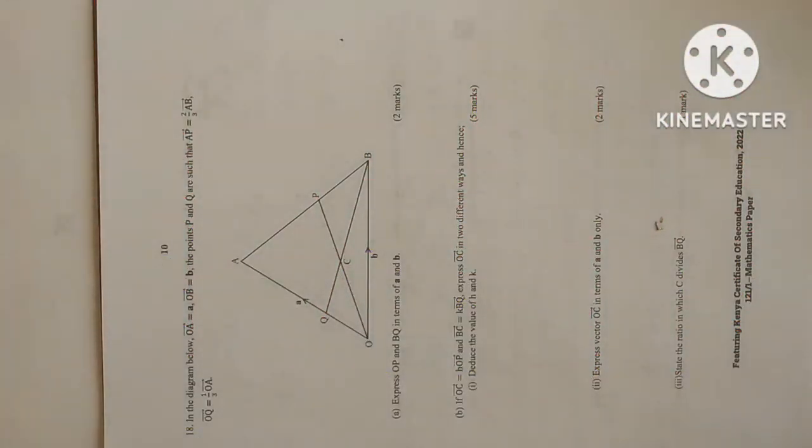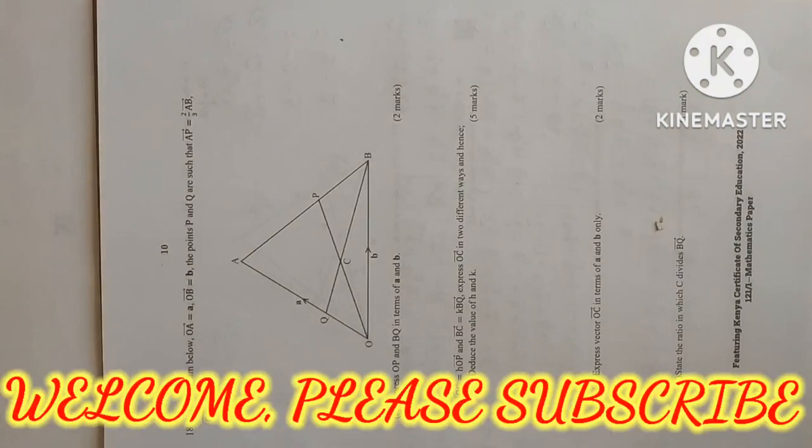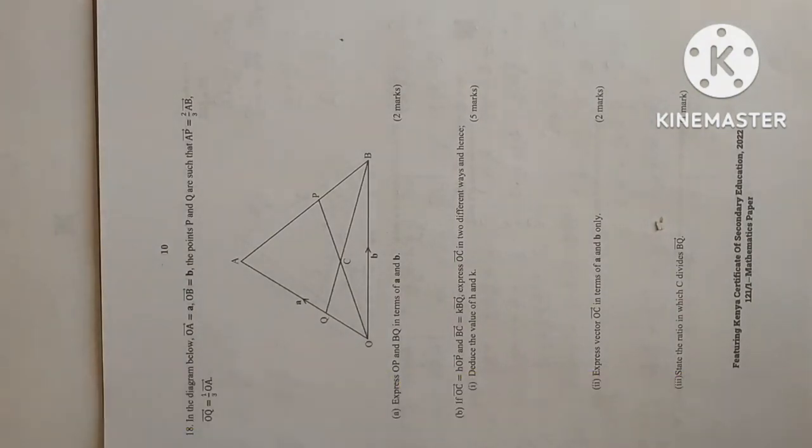Today we are predicting the question on vectors for Form 3 work. Our question of the day reads: in the diagram below, vector OA is equivalent to vector A, vector OB is equivalent to vector B, and points P and Q are situated such that AP is equivalent to 2/3 AB, and OQ is equivalent to 1/3 OA.